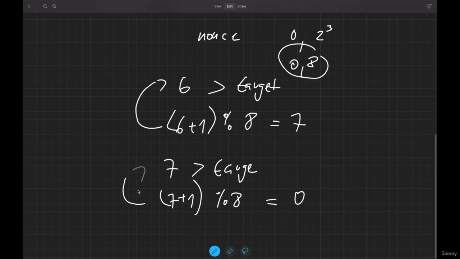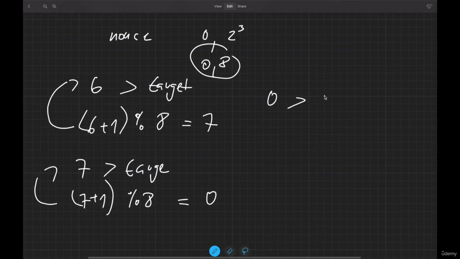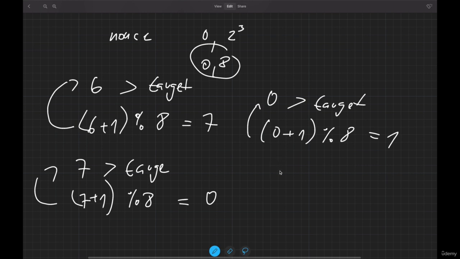So you go through the while loop, and now 0 is bigger than the target, and you are basically starting over. Now 0 plus 1 modulo 8 is equal to 1. So your new nonce is 1. Now you're starting with the 1. So 1 is bigger than the target.